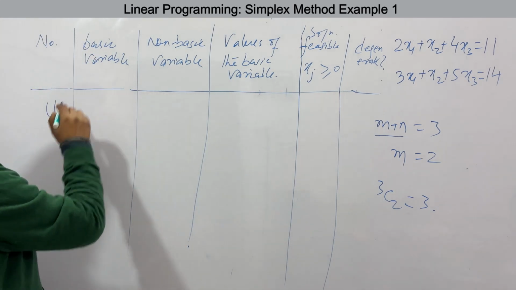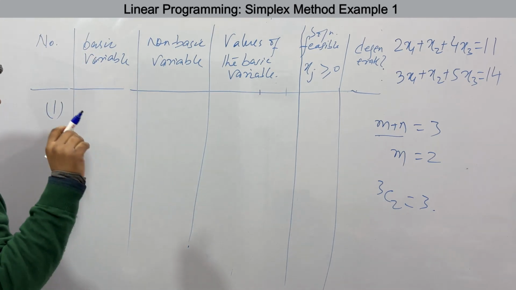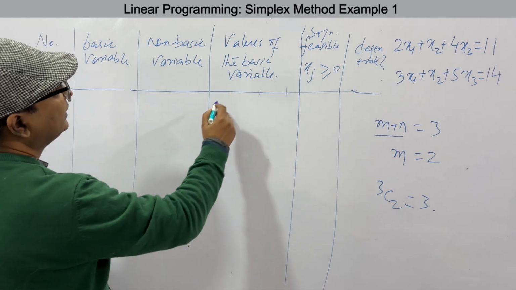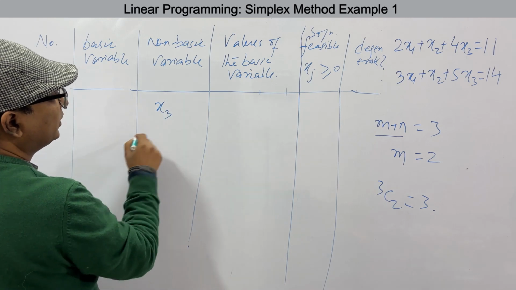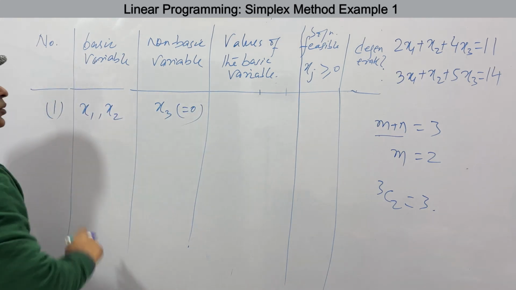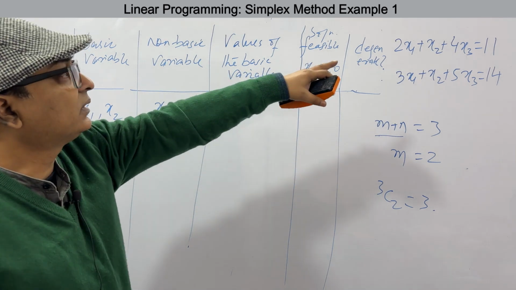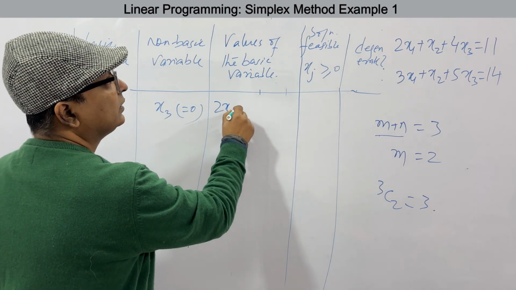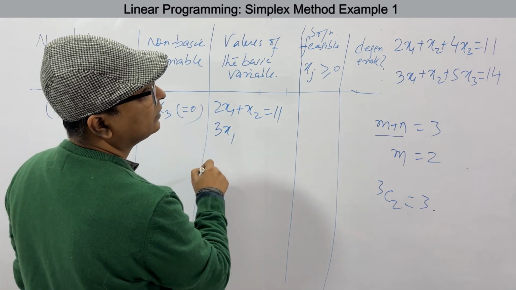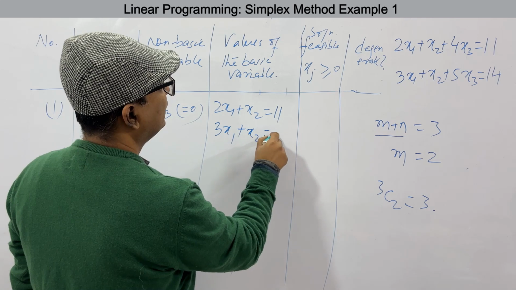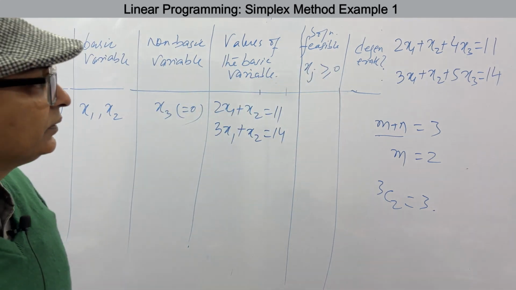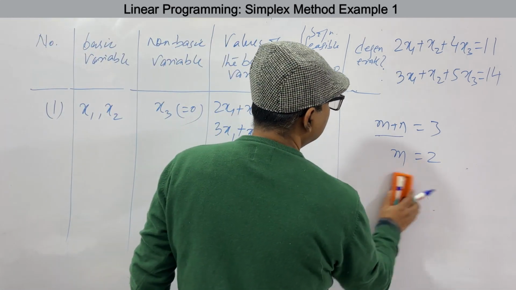So for the first solution, what I told you, we will put one variable equal to 0. That will be the non-basic variable. So let's start with non-basic variable x3. That is, we will put x3 equal to 0. Therefore, basic variables are x1 and x2. So when x3 is equal to 0, the equations become 2x1 plus x2 equal to 11 and 3x1 plus x2 equal to 14. Clear? x3 is equal to 0. So what will be the solution?